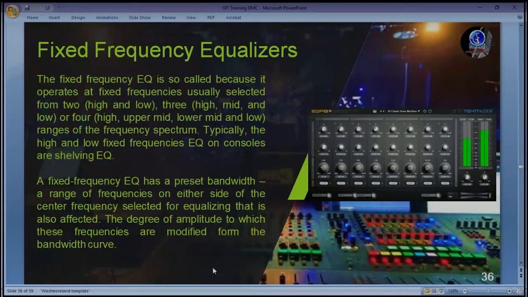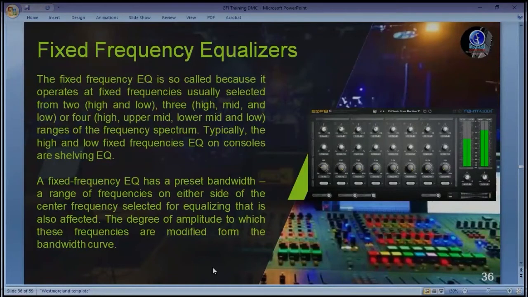This is just the type of EQ we have on an analog mixer. I think I explained this last week. The one we have on an analog mixer, where you have your gain. After your gain, you have your high, you have your mid, and you have your low mid, or you have your high. Some mixers have only high and low. Some mixers have high and mid and low, while some have 4: high, upper mid, lower mid, and low.